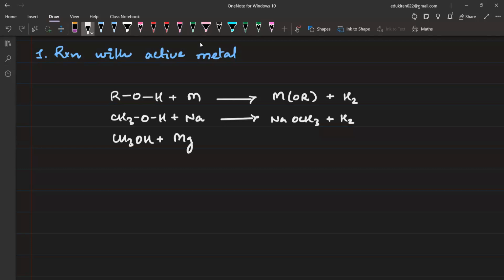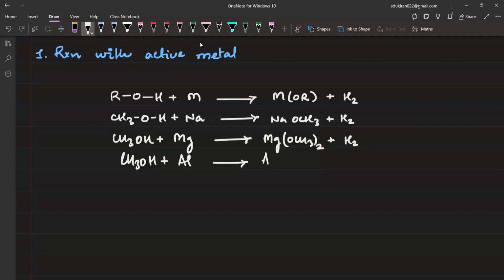Similarly, if you have CH3OH plus magnesium, now the valency of magnesium is 2, so it will be Mg(OCH3) whole twice plus H2. The valency of aluminium is 3: CH3OH plus aluminium is going to give you aluminium methoxide whole thrice plus the hydrogen. I'm not balancing the reaction because balancing is not the priority here. The priority here is the products. So we are getting hydrogen gas as a product.